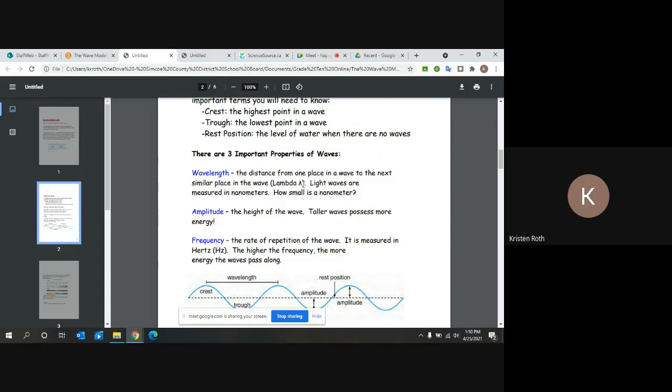Light waves are measured in nanometers. And then how small is a nanometer? I want you to look into that, and we're going to talk about that first meeting tomorrow morning.